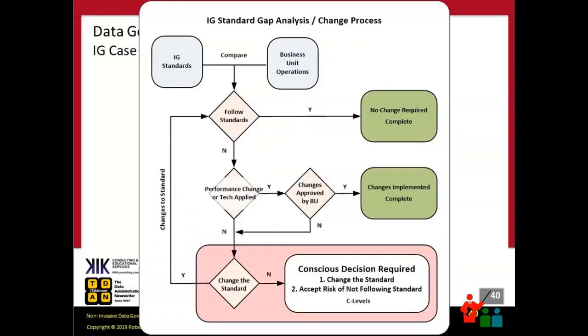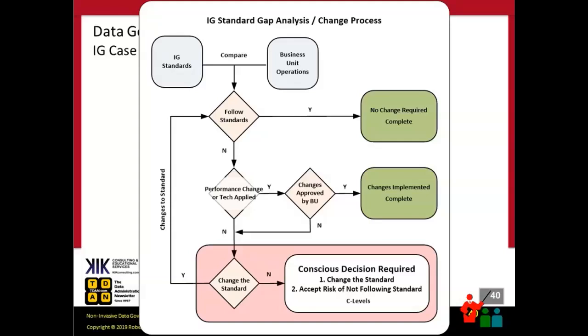I also wanted to share with you a quick process here that shows what we did. We took the IG standards, the standards for the protection of classified information, and compared them to what was going on within the business units, and we asked ourselves the question, do they follow the standards? If they follow the standards, you follow the Y arrow, no change was required. But if they don't follow the standards, then we need to look and see what's the best way to help them to follow the standards.